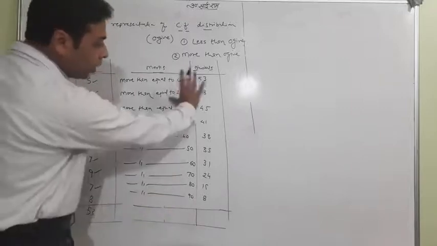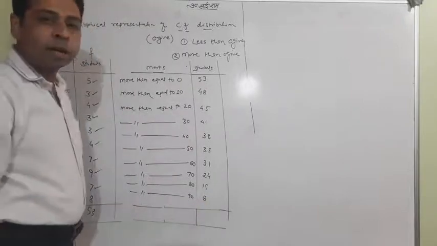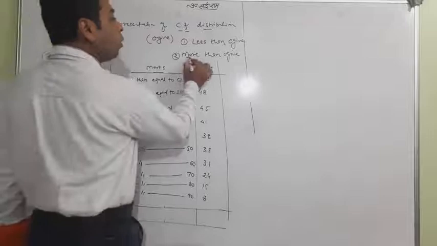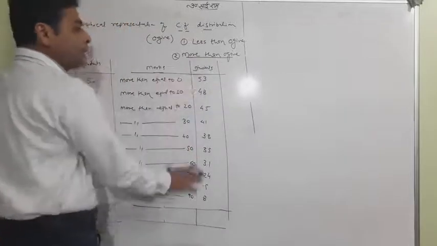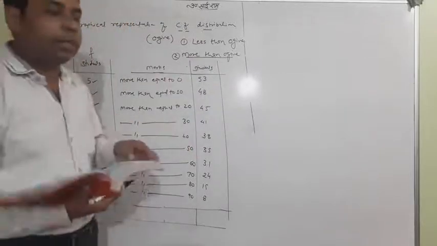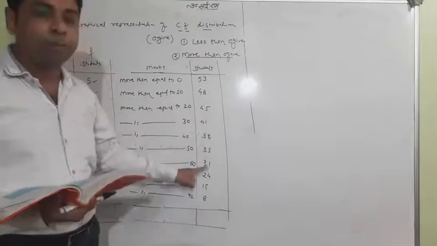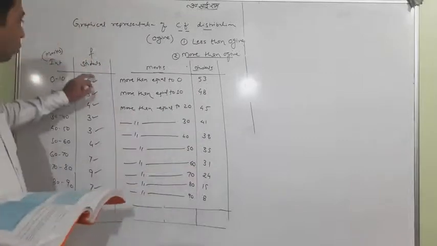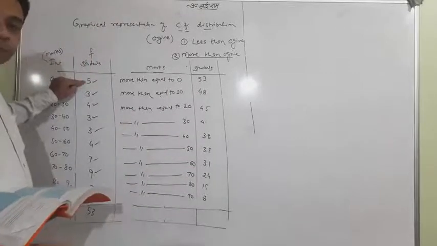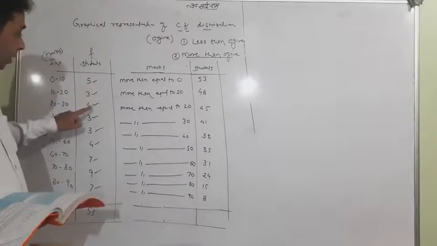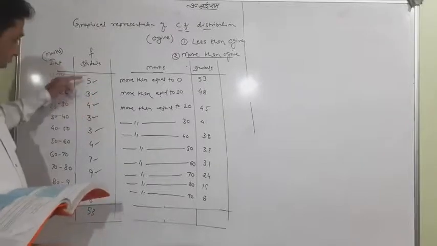Now this is very important to understand, because this more than ogive will be formed by the data. And I tell you one thing, this is none other than the CF. You should know what CF is. Do you know CF? 5, then 5 and 3, 8, then 8 and 4, 12, and so on.